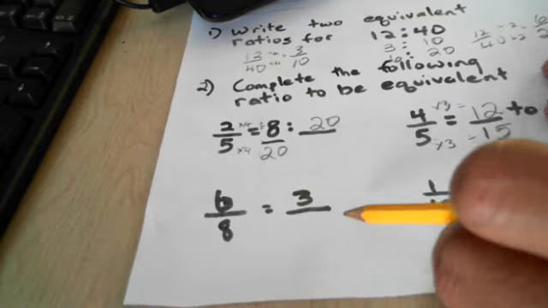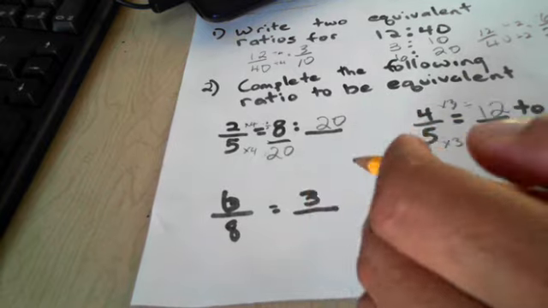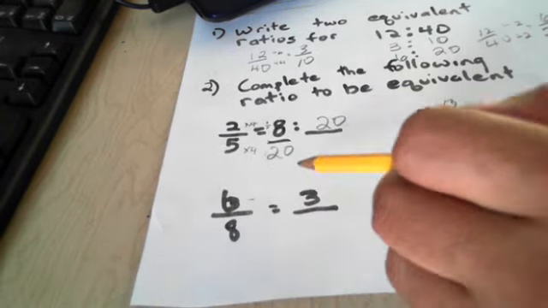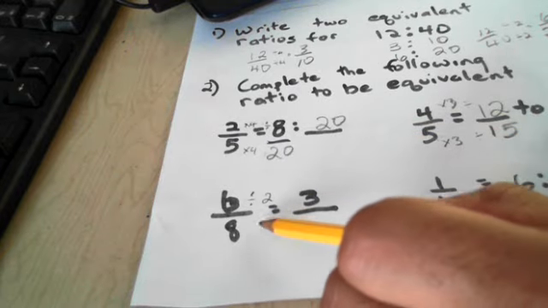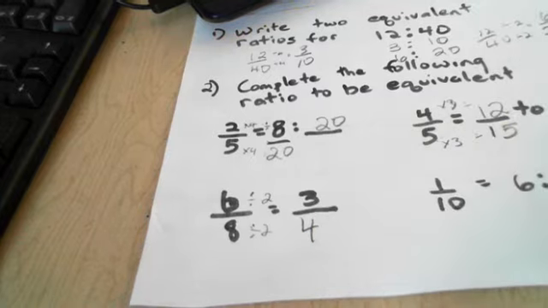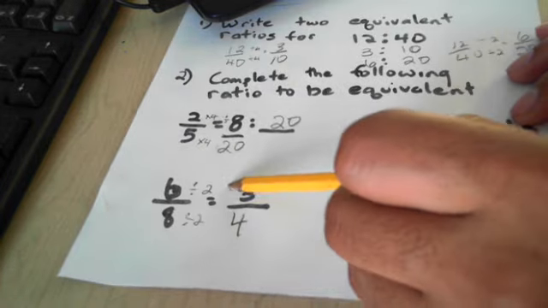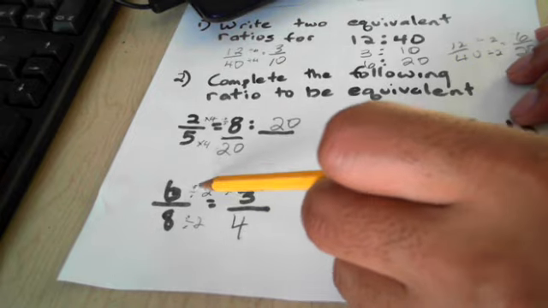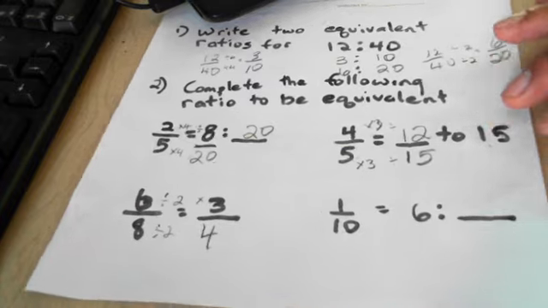Okay, the next one, this one is just a regular fraction again. I can say 6 divided by 2 is 3, and 8 divided by 2 is 4. And you can go back the other way. 3 times 2 is 6. What times 2 gives you 8? 4 times 2 is 8.